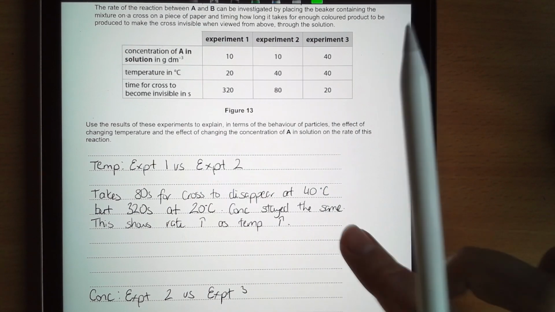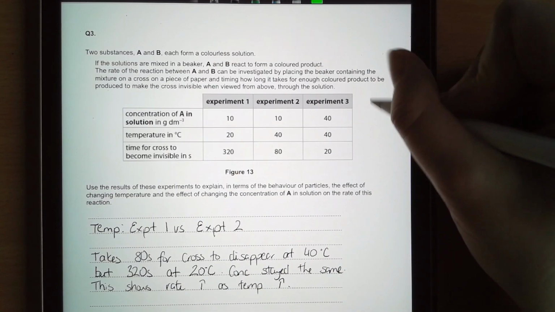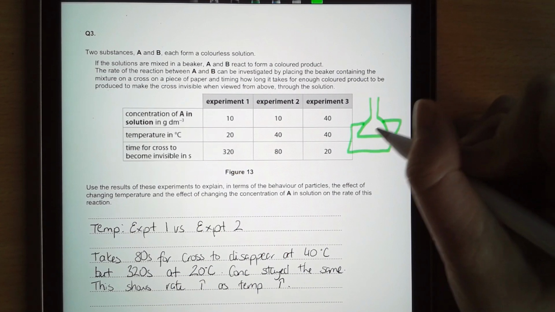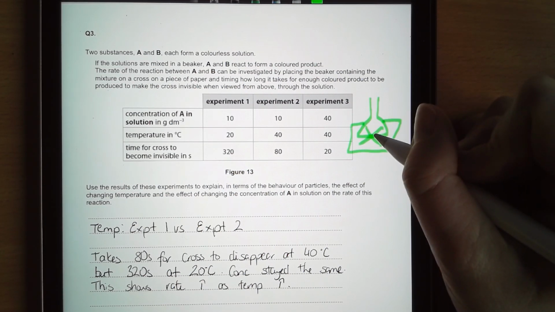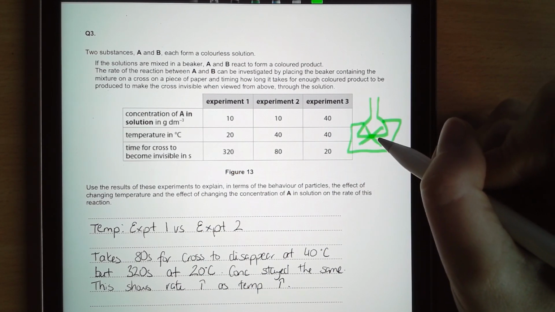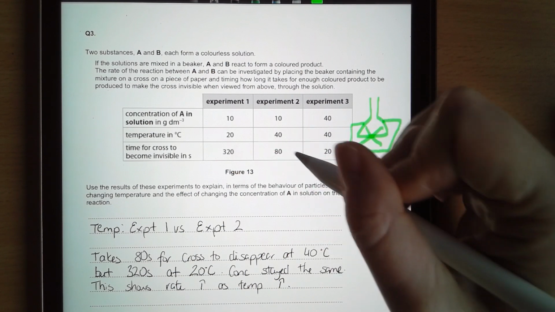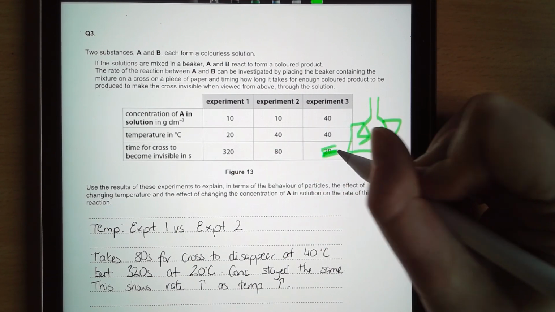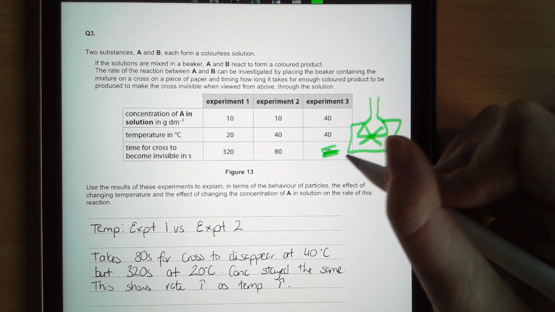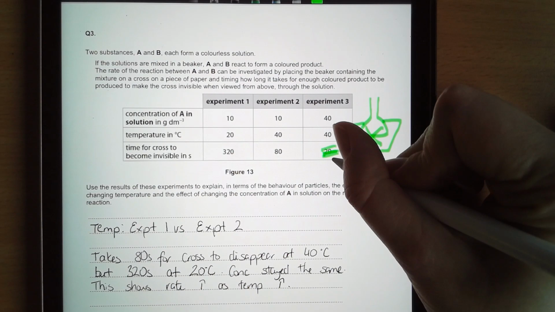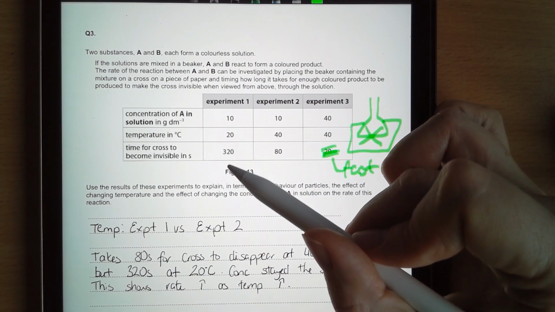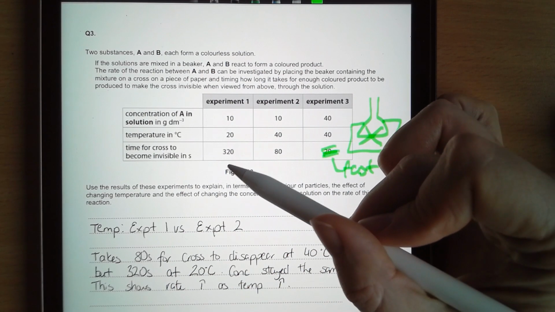And then it's time for the cross to become invisible. So if you remember the disappearing cross method, you put a conical flask on top of a cross, and because you form a solid, the cross becomes invisible. Now the quicker the cross becomes invisible, the quicker the reaction is taking place. So when I look at my results here, experiment 3, it only takes 20 seconds for that cross to become invisible. That means it only takes 20 seconds for the solid to form. That reaction is really fast. On the other hand, over here it's taking 320 seconds for the cross to become invisible. The reaction is much slower.